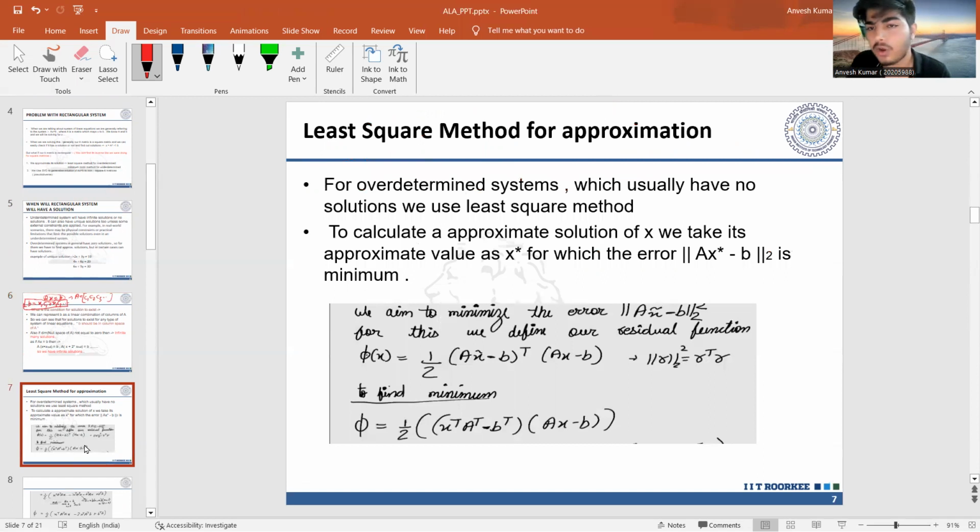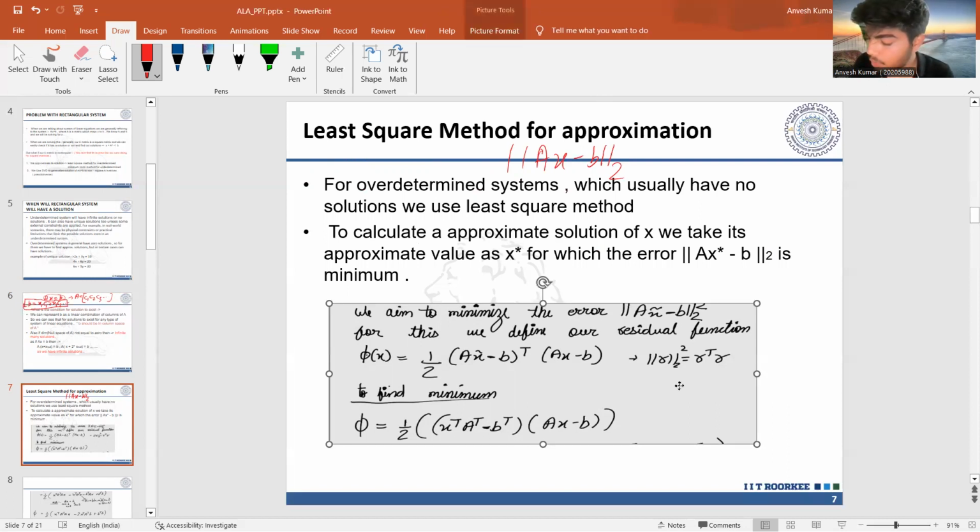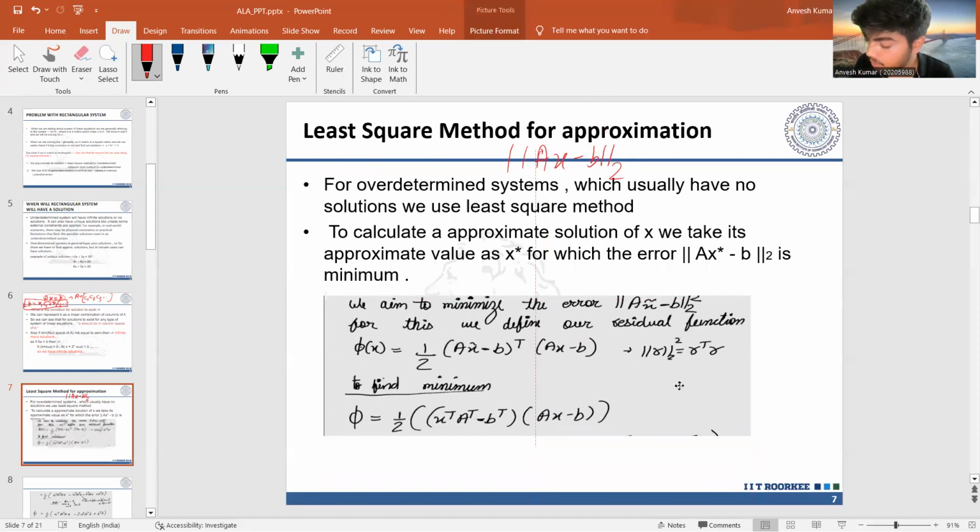So let's start our topic, least square approximation, which we do for overdetermined systems to find an approximate solution. So how do we go about that? The least square method finds a solution for which the L2 norm of Ax minus b will be the smallest. To calculate this, we formulate an error function or residual function, which is phi of x.